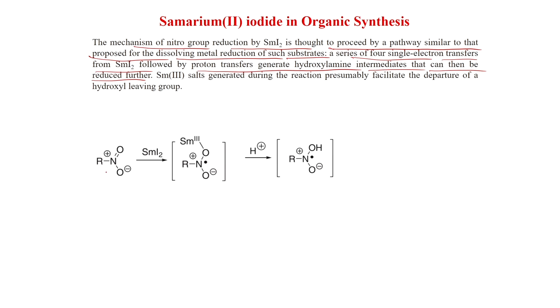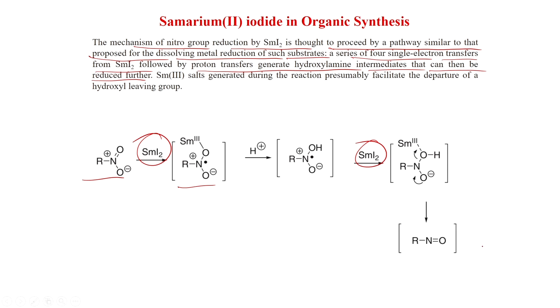You can see the nitro compound, first samarium comes, you generate this radical O minus, then H plus comes, you get this OH here, again samarium iodide comes, here it becomes O minus, and nitrogen positive charge is vanished here. Now, after elimination of hydroxide. So, this is very important. The hydroxide elimination is common in samarium iodide reaction because the hydroxy is activated by samarium 3, and you get this nitroso compound.